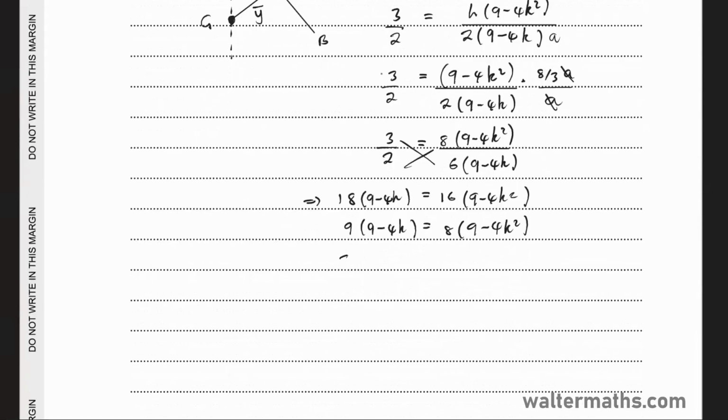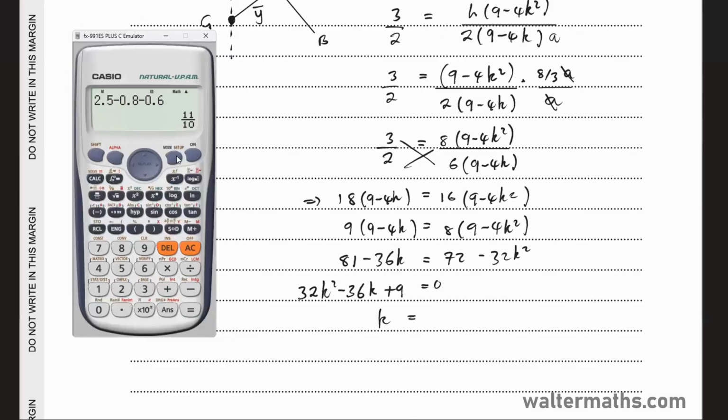Expanding the brackets, that's going to be 81 minus 36k is equal to 72 minus 32k squared. So rearranging, we'll be having 32k squared minus 36k, and 81 minus 72 is 9, so plus 9 equal to 0. And we're just going to solve for k here. So solving for k, we'll be using the calculator: 32, negative 36, and 9.